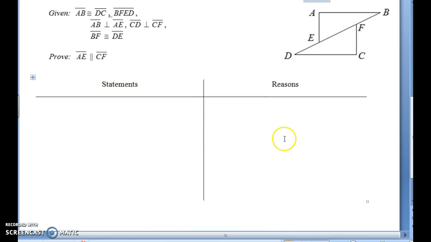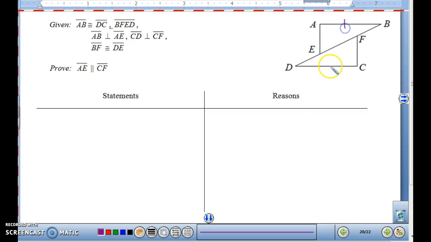We have AB is congruent to DC. These two sides are congruent. We have AB is perpendicular to AE, which makes a right angle here. And we have CD is perpendicular to CF, right angle there. And we also have that BF, this little piece, is congruent to DE.